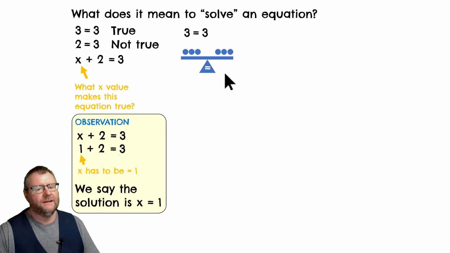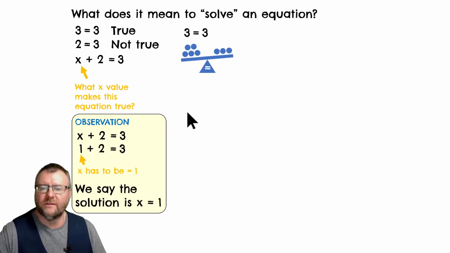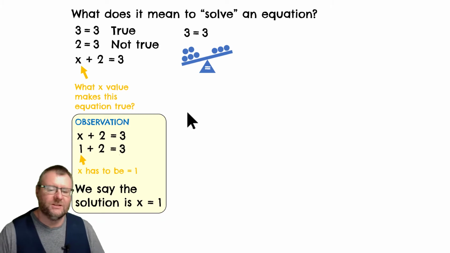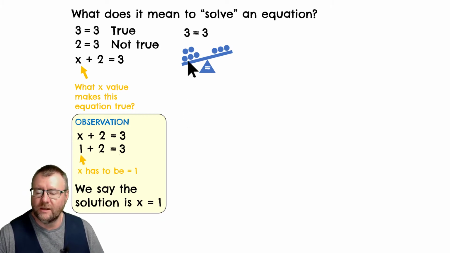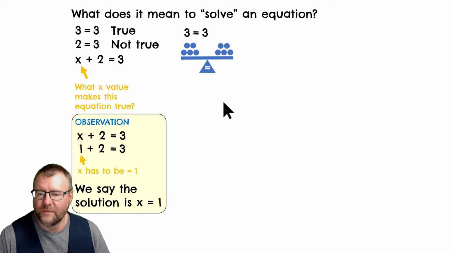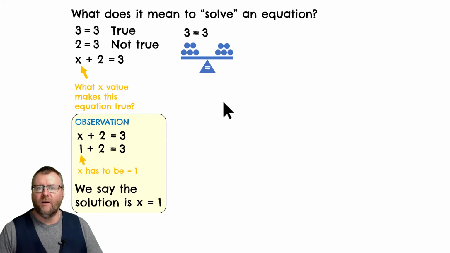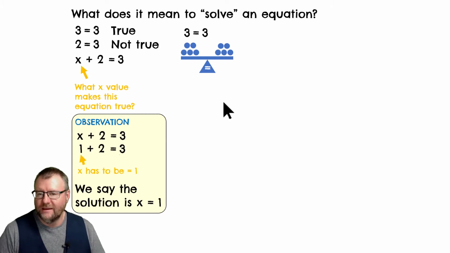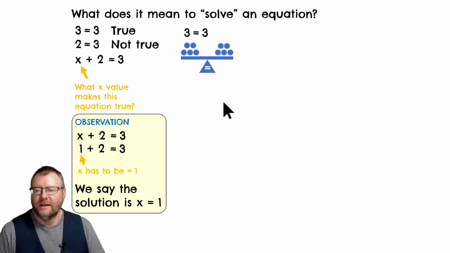What if I added 2 more to one side though? It would tip. It'd be too heavy on one side. To get it back into balance, if I added 2 on the left hand side, I'd have to add another 2 on the right hand side. Now I've got my equation back in balance. It's true again. 5 equals 5.